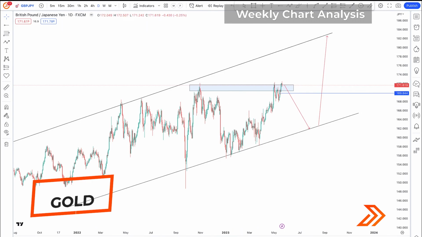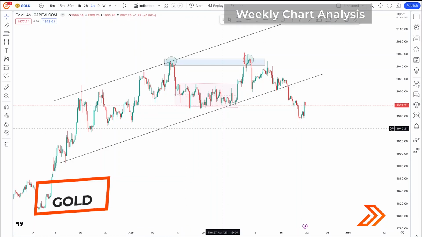And then moving forward into gold, I will not take too much time on analyzing gold because we've been analyzing gold each week. I'm just going to show you guys the sort of movement I think gold would likely play out this coming week.